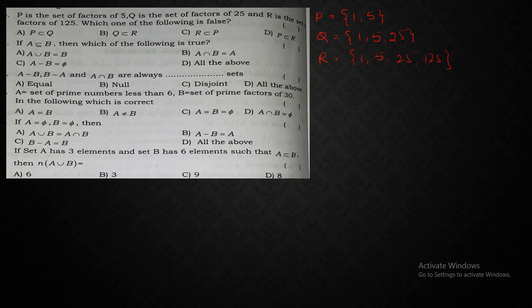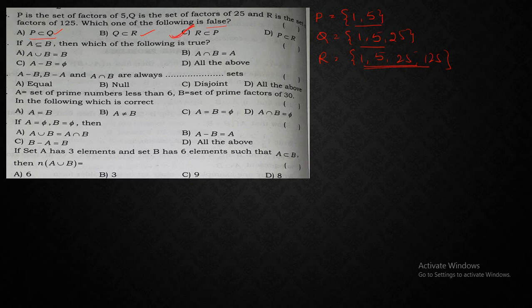Now what is he asking? Which among the following is false? P subset of Q. All the elements of P are present in Q, no? So this is correct. Next, Q subset of R. This is also correct. R subset of P. Here if you observe, R has more elements compared to P. So this is false. Hence this is my answer.